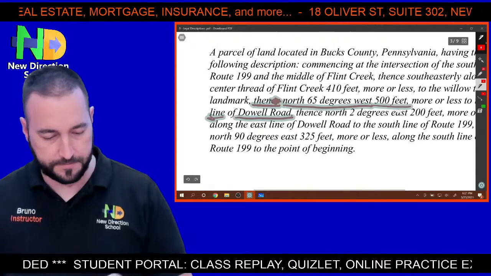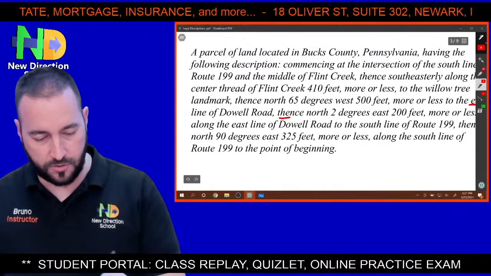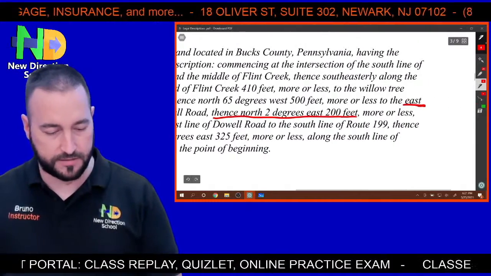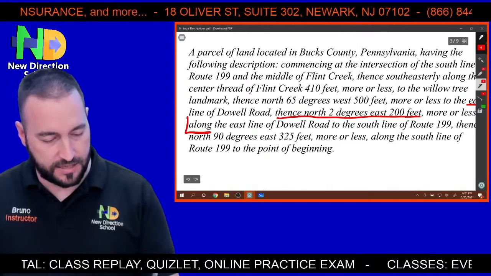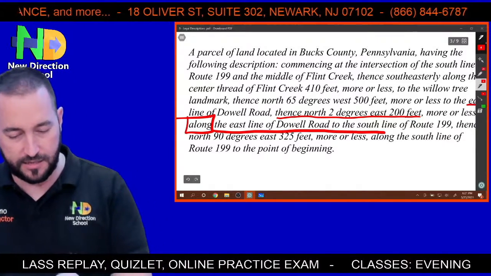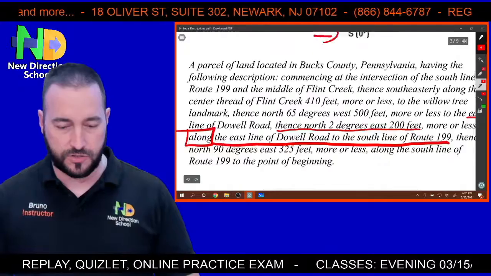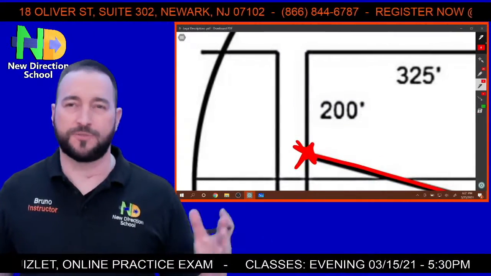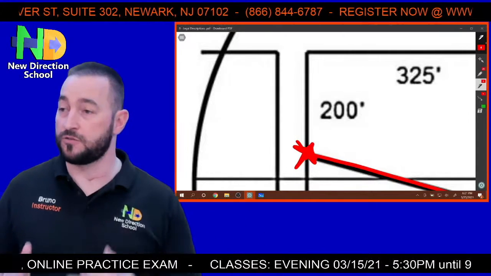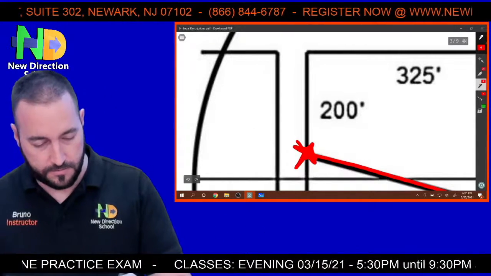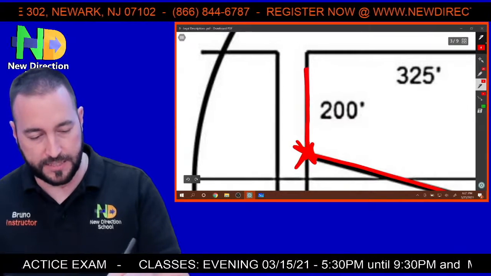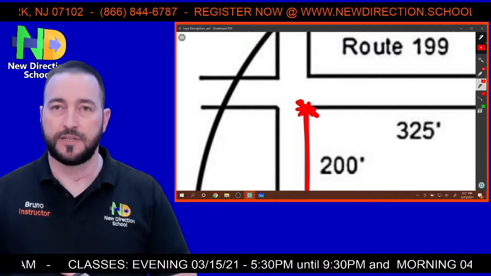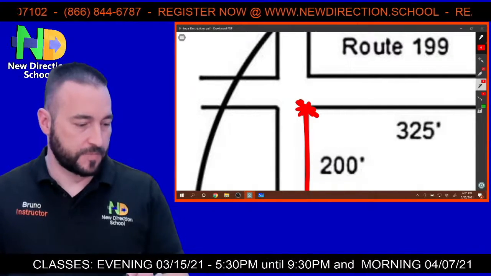It says, then we're going to go north 2 degrees east, 200 feet, more or less, along the east line of Dowell Road to the south line of Route 199. So now that we reached Dowell Road, obviously 2 degrees, we're not going to see much here, right? But we're going to go 2 degrees north, right there, until we reach the next point, which is the south line, not the north line, the south line of Route 199, okay?